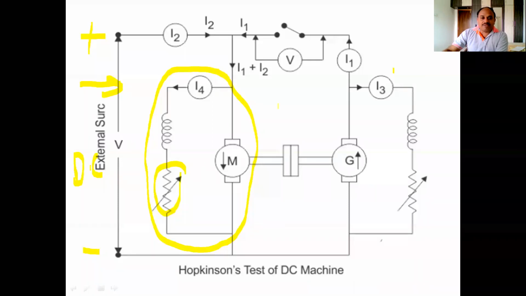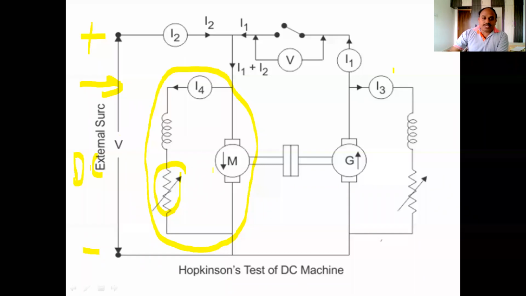First, the motor is started with the help of a starter. Without a starter, the motor will be damaged. To avoid that, we use DC motor starters. In this circuit, the starter is not included.